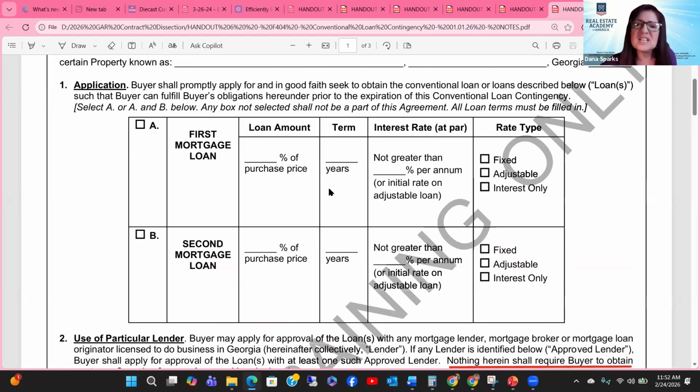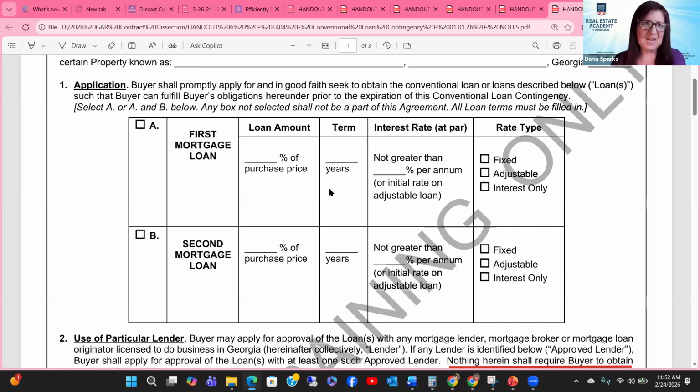This loan information is important. What this is, however, this is not necessarily the loan the buyer has to get. You guys, the way to think about these loan financing contingency exhibits is how to protect a buyer's earnest money if they can't convince a lender to lend them the money. What do you mean, Dana? Here's what I mean.